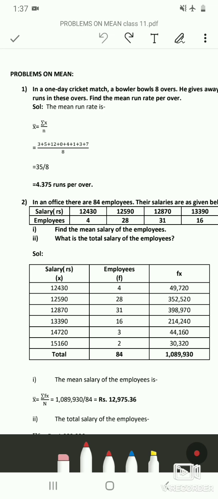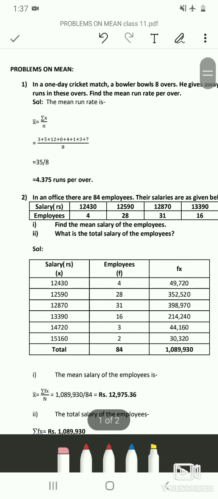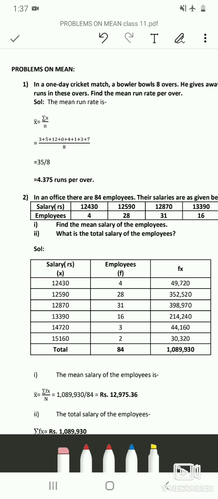So this is how arithmetic mean is used and it is calculated. So this is an ungrouped data. So for ungrouped data, arithmetic mean formula is summation x upon n. So what we have done is, we have added the values of x and we are dividing with the total number of values, that is 8. So the final answer is 4.375 runs per over. So let us see the second problem.